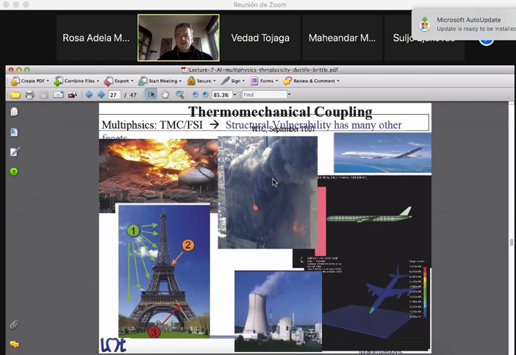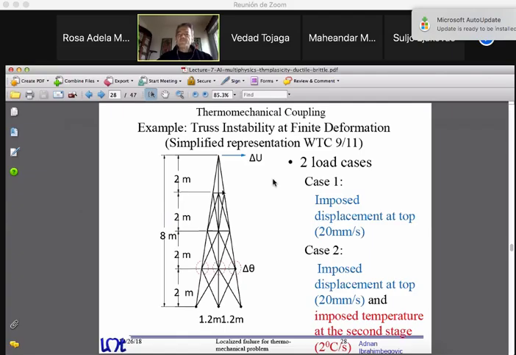This was done by a very good student of mine from Vietnam, Van Minh Ngo, who's now professor at UTC, Hanoi, University of Transportation Communication, one of the best places there. So basically, what was the idea? Well, we had to find a simultaneous load case where you have an impact, which we simulated by imposed displacement. And on top of that, you had a temperature which is weakening this structure at the same time.